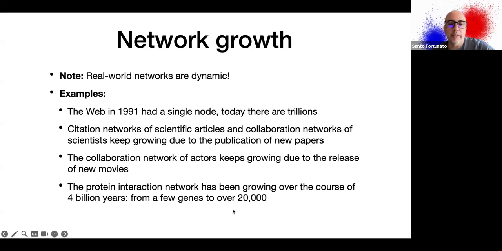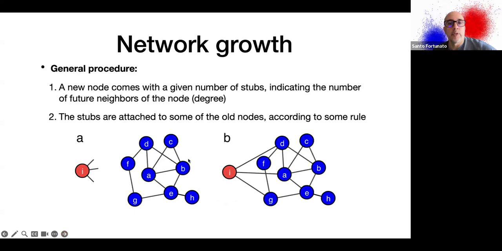If you take the protein interaction network that I described on Monday, this network has been growing over the course of 4 billion years, from a few genes to over the 20,000 genes that we know today.